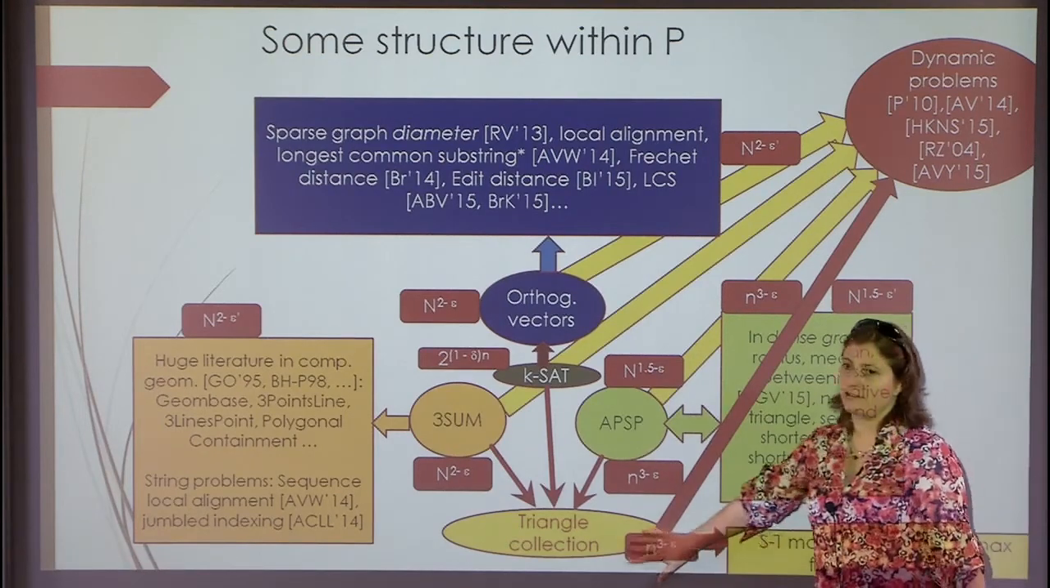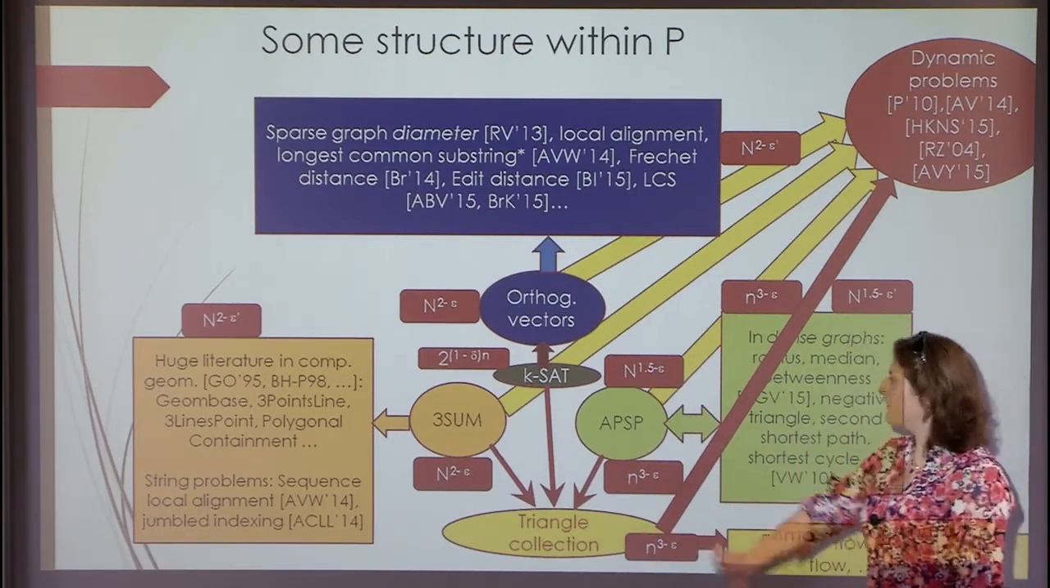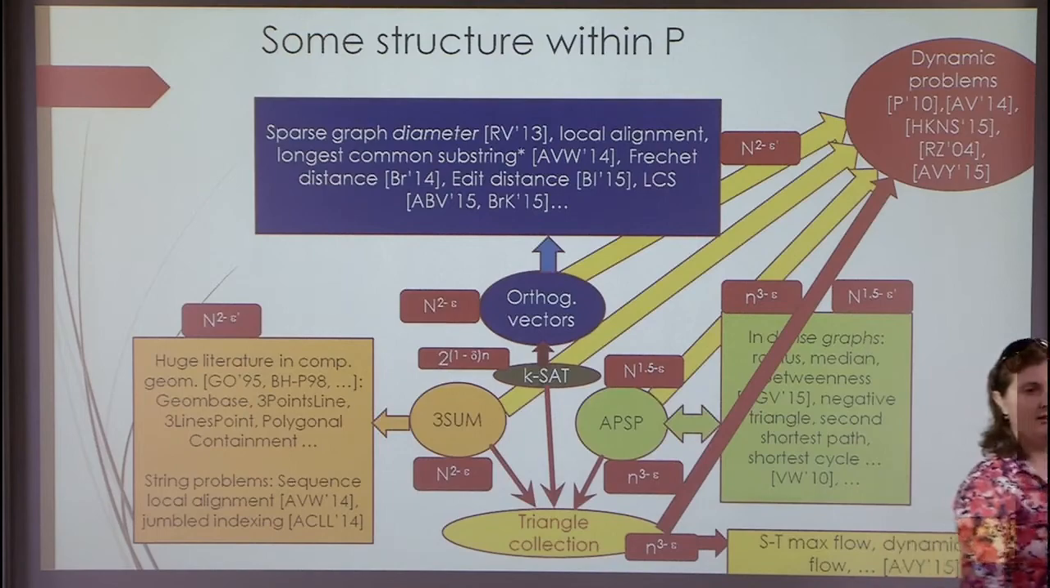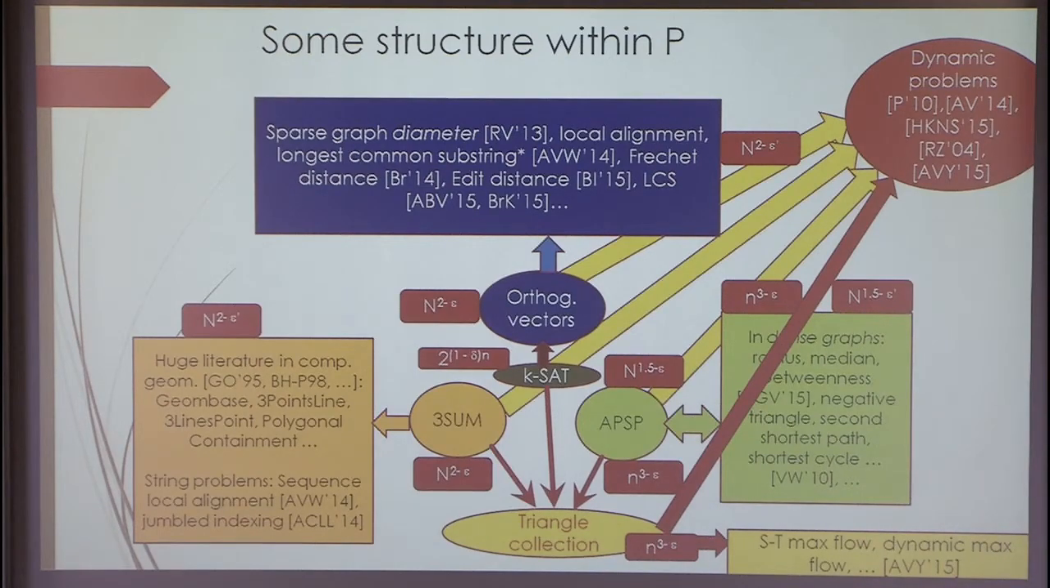triangle collection has a subcubic algorithm, which means that all of our conjectures are false. So that problem is strictly harder. So it's sufficient that one of these conjectures is true for us to believe that dynamic strongly connected components is a difficult problem. And there are some other problems related to max flow that have similar hardness.